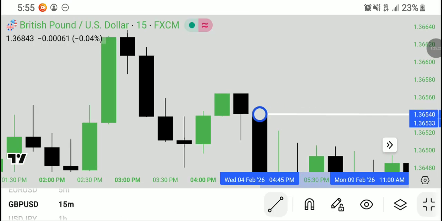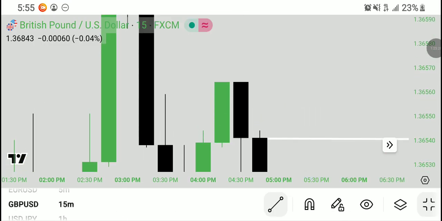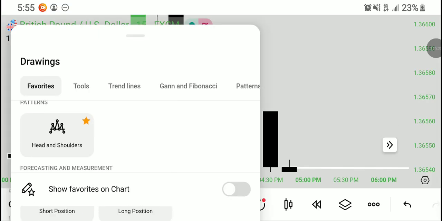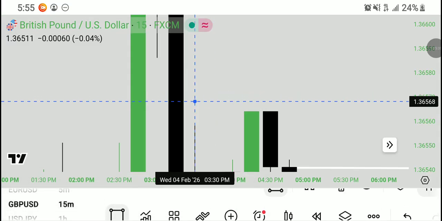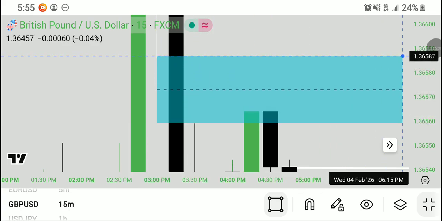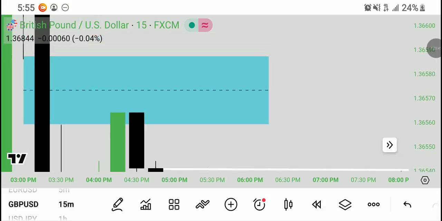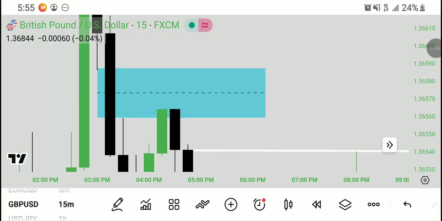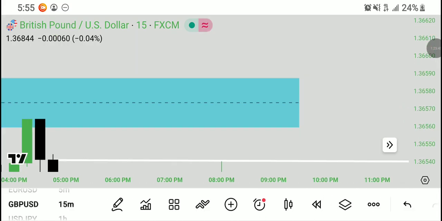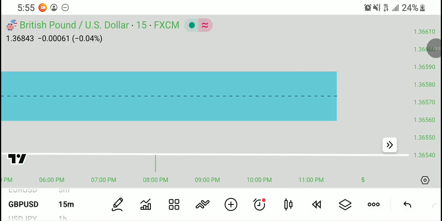Okay, here is a relative equal high, and there is an imbalance here. Here is this imbalance, that move drove the market down.